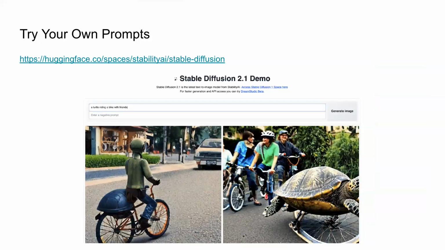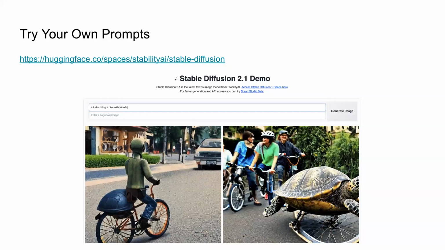There's a link up here, or it might be easier to just Google Stable Diffusion. You can also Google text to image, and there'll be a bunch of different things. The idea is you can enter a prompt. In this case, I said a turtle riding with friends, and it produced these two things. You can be the judge of whether or not this is actually a turtle riding with friends. Your mileage will vary on how good these are.